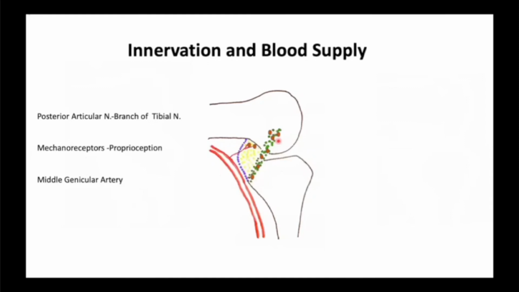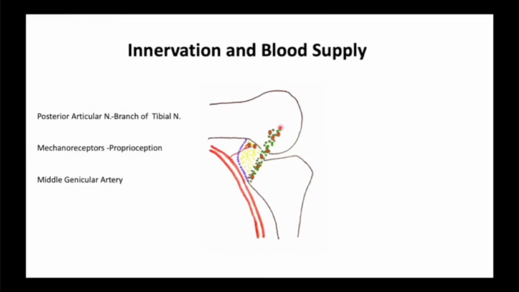This posterior cruciate ligament has a lot of mechanoreceptors. These are more concentrated on the femoral attachment. So that is the reason we don't want to disturb, we don't want to damage the native footprint of the PCL, especially in the femur, because there are a lot of mechanoreceptors. And this is the concept behind the remnant preserving PCL reconstruction.